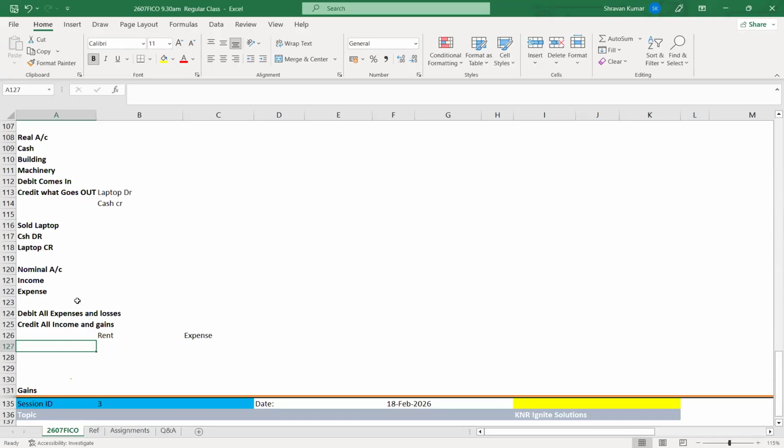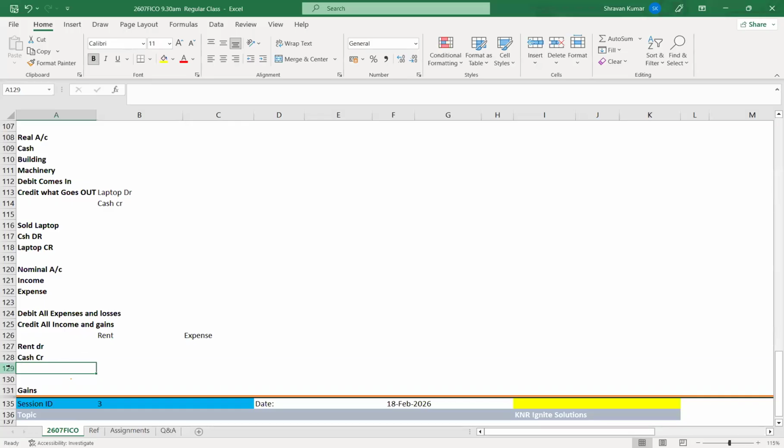Correct. So as per the accounting rule, debit all expenses and losses. So here we are paying the rent, right? So rent is an expense for us. So we will debit the rent and credit all income and gains. And what will we be paying in terms of that? We will be paying cash. So cash will be credited.